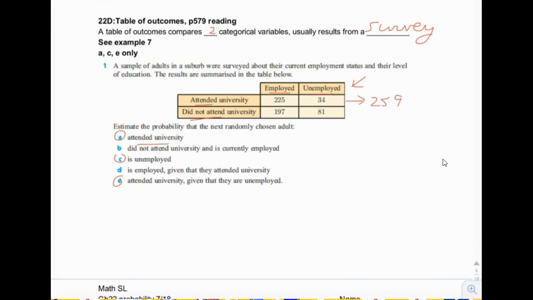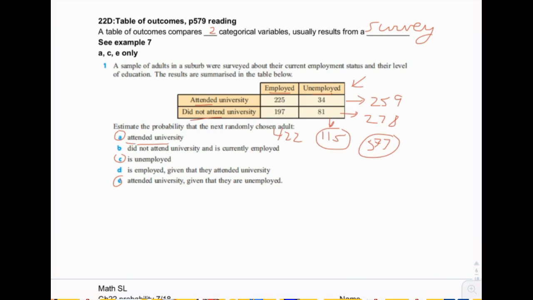What about 81 and 197? That gives us 278. What about 81 and 34? That gives us 115. And what about 225 and 197? That gives us 422. Okay.